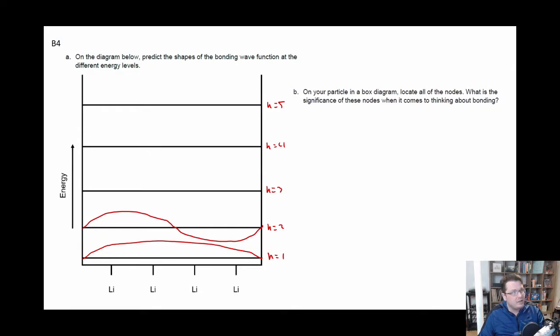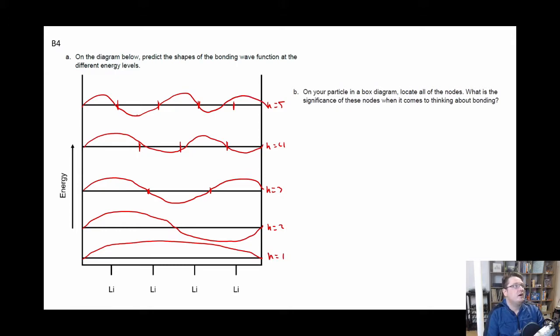For n equals 3, you start cutting it into thirds overall, so you get a wave function that looks something like this. Then you do n equals 4. All we're doing is the same thing that we've done for a regular old 1D particle in a box. It's the same exact approach. There's no difference. That's how we can approach it from a 1D particle in a box perspective.